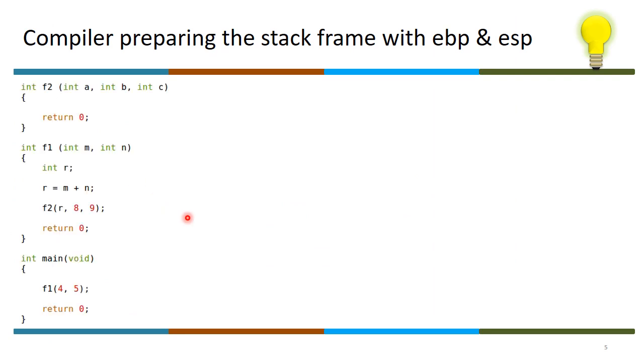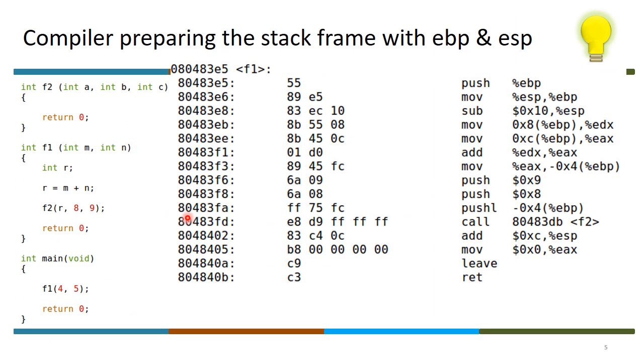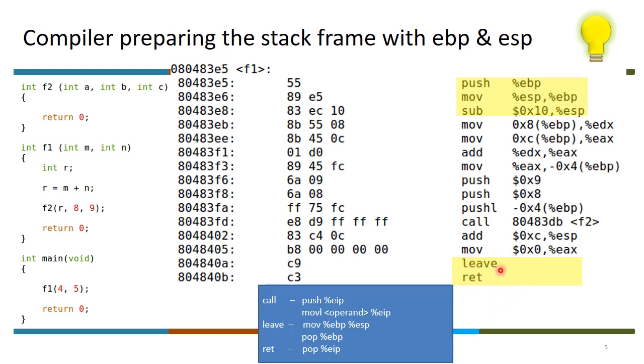Yes. Now the same example we are continuing what we had shown in the previous video. The compiler is using EBP and ESP both to prepare for the stack frame. This is the prologue part, this is the epilogue part. You have one extra instruction called the leave instruction. We will see what it does.